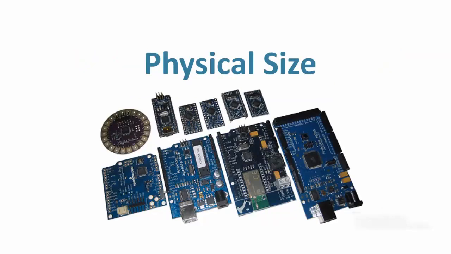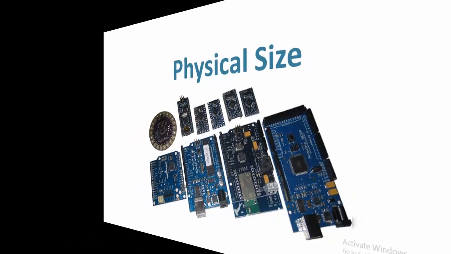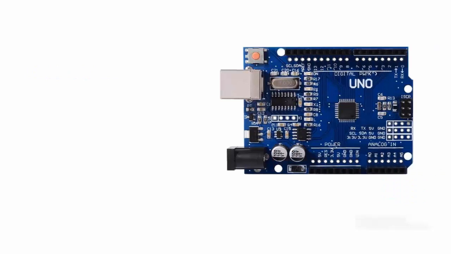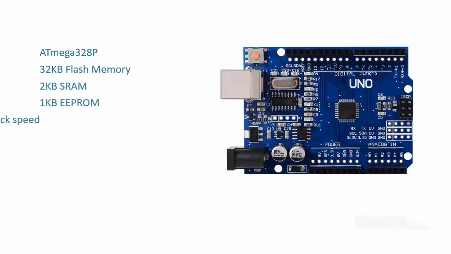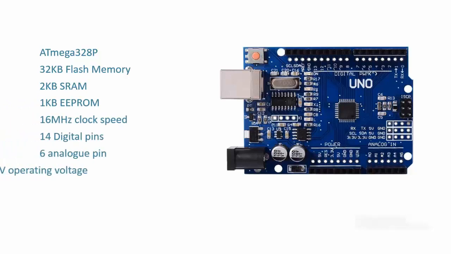Physical size of the microcontroller is also important depending on your application. You must know that larger available memory and more input-output pins dictate a larger footprint for the card. So keeping in view our requirement for this course, we have selected the Arduino Uno. This board uses the ATmega328P microcontroller, which has 32 kilobytes of flash memory, 2 kilobytes SRAM, 1 kilobyte EEPROM, 16 MHz clock speed, 14 digital and 6 analog pins. Its operating voltage is 5 volts.